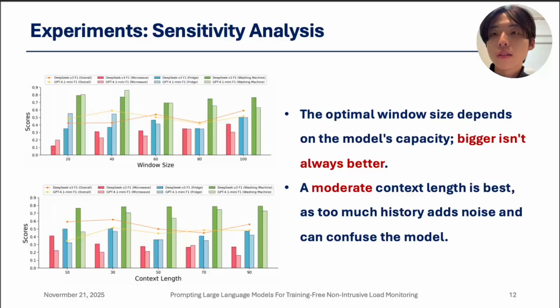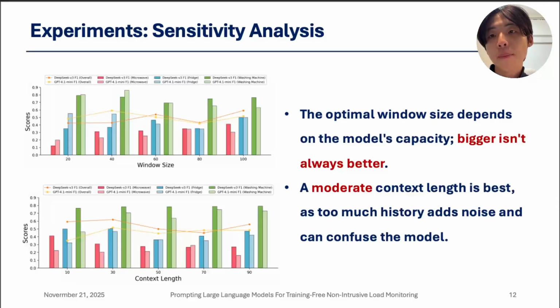Next, we do a sensitivity analysis. We vary window size, how many time steps we include in one API call, and the second is contextual alerts, which means how many past states we pass as context. So for window size, we found that bigger is not always better.